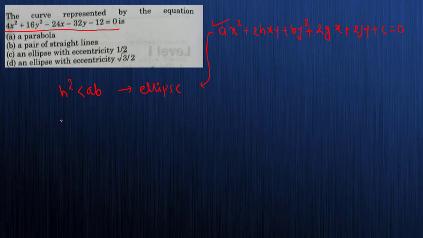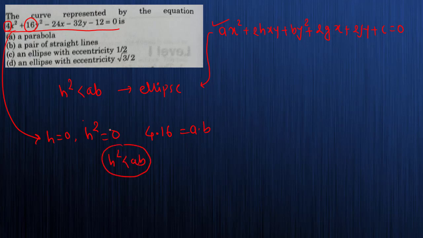So h is what? In this equation h is 0. So h square कितना आ गया? ये भी 0 आ गया. Now what is a and b value? It is ax square, so a is 4, and by square, b is 16. So 4 into 16 is nothing but my a into b. Definitely here the case we have is h square is less than ab. Means what? This curve represents an ellipse. That is for sure. So first two options are wrong.